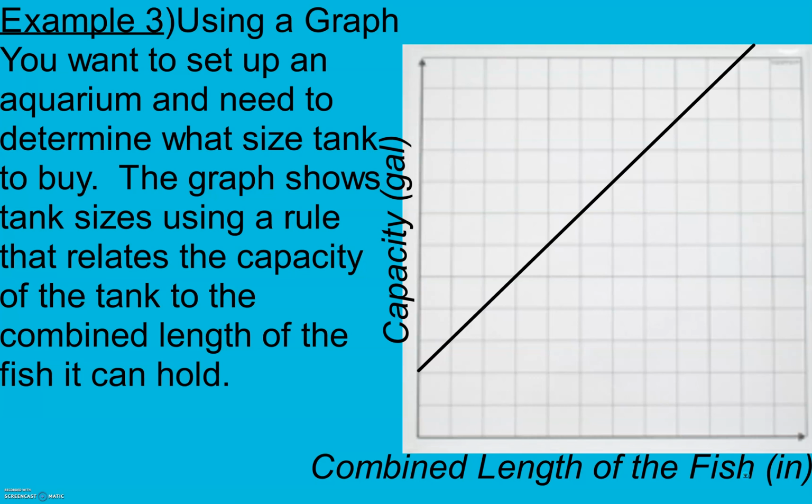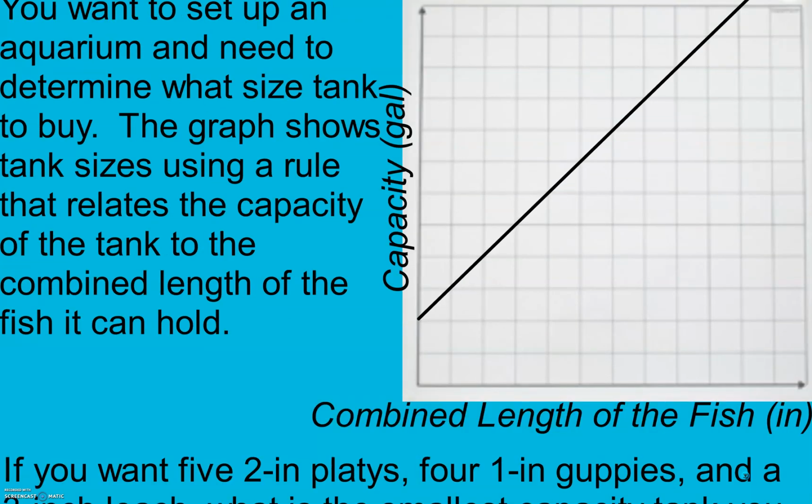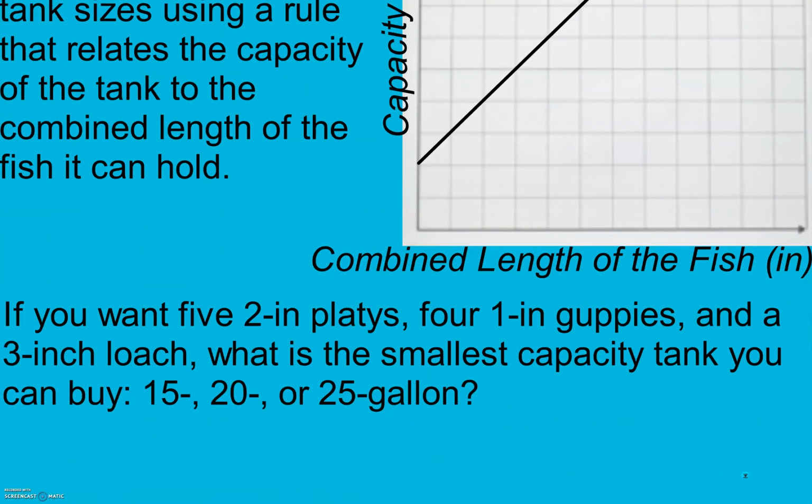Okay, so our combined length and then the capacity in gallons. If you want 5 2-inch platies, 4 1-inch guppies, and a 3-inch loach, what's the smallest capacity tank you can buy? 15, 20, or 25 gallon. I'm not actually sure that's how you say those. I don't know stuff about fish, but guppies I'm pretty confident in. So let's try and figure it out here.